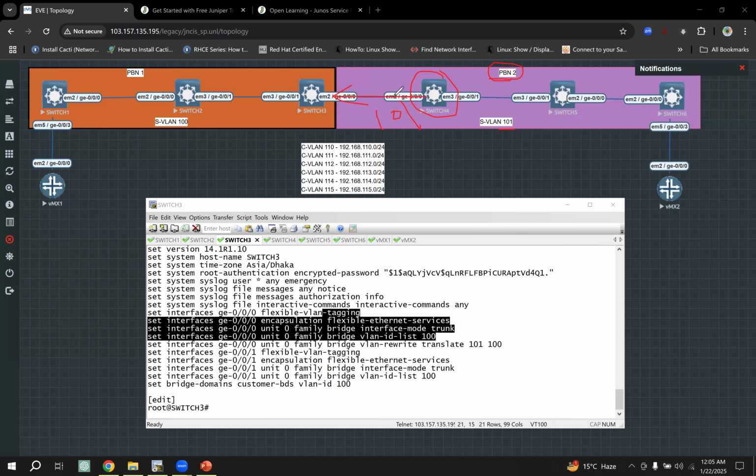So this is a trunk port. They are sending VLAN ID 101, and this switch is receiving VLAN ID 101. If this switch receives inner VLAN 101, it translates VLAN ID 101 to 100 so that it can pass the VLAN ID towards the customer. Clear? This is the whole scenario. It is VLAN translation: getting one VLAN and translating it to another VLAN.